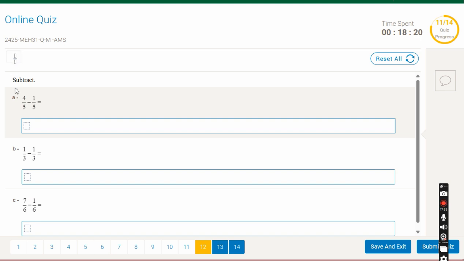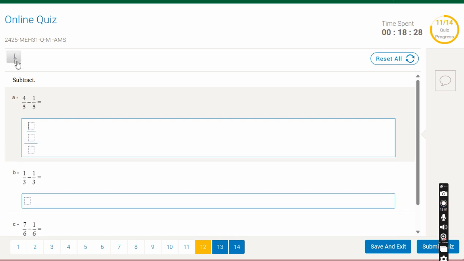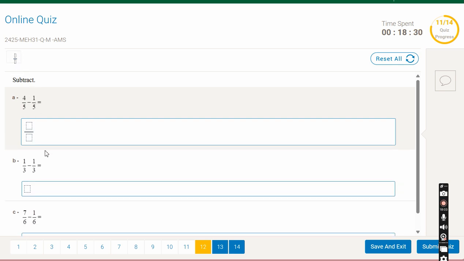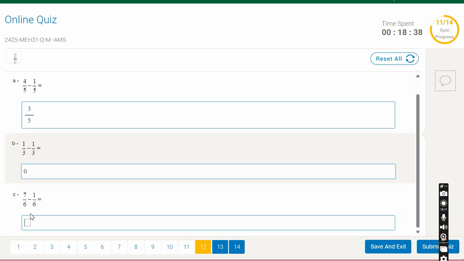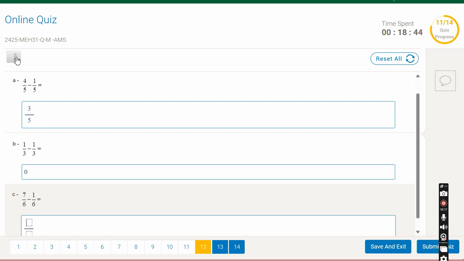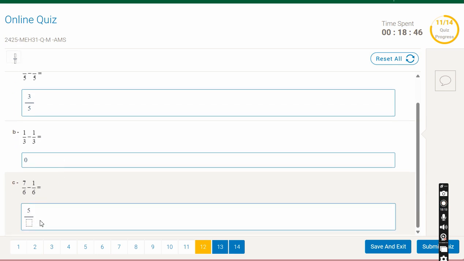So here again, you're just supposed to subtract them. First, always remember the fractions are supposed to have the same denominator. So 4 minus 1 is what? 3 over 5. The next one, what is 1 over 3 minus 1 over 3? 0. What is 7 over 6 minus 1 over 6? 7 minus 1 is 6, and then the denominator stays the same, 6.